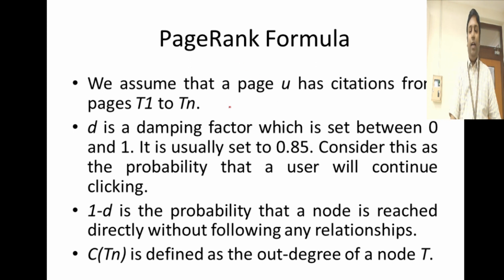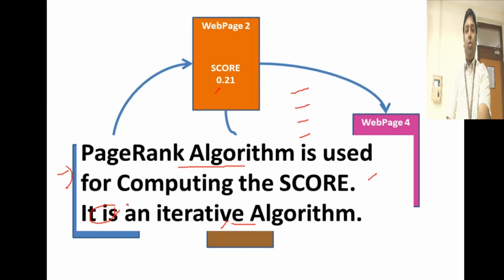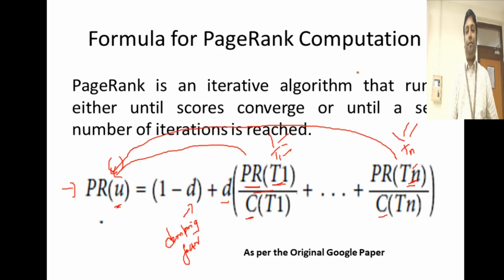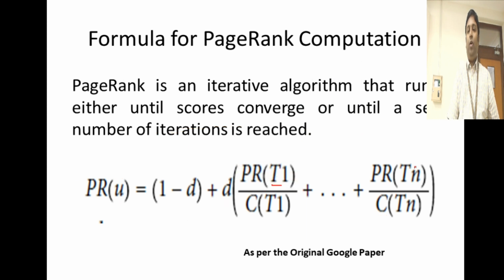Say I said nodes T1 to Tn, or pages T1 to Tn. What does that mean? And what is this page U? I will maybe show it as a diagram somewhere over here. You have to understand what is T1 to Tn and what is U. So suppose this is page U, let me just draw it here. This is page U. You call this page U.